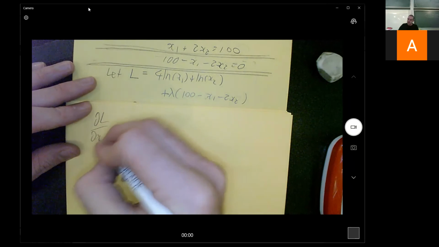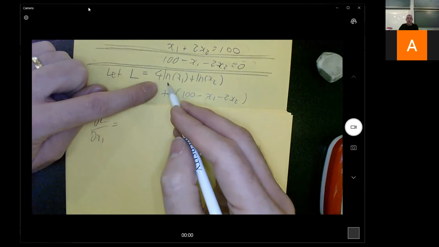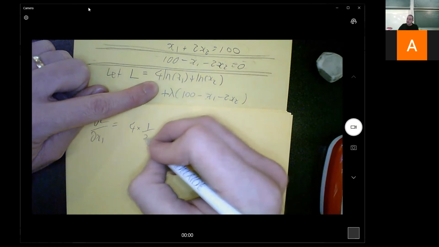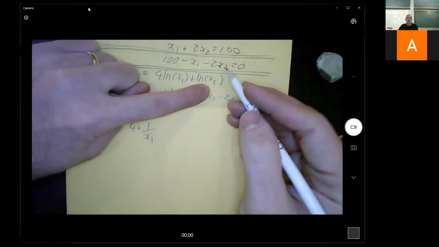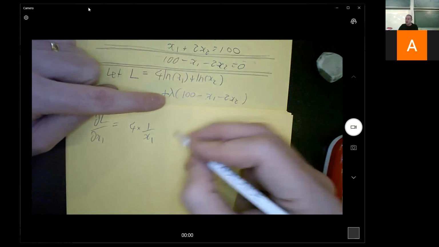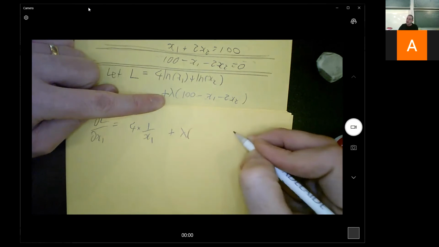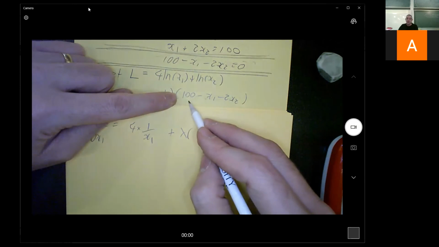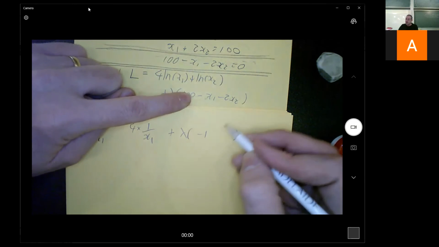dL on dx1. Okay, the 4 is multiplied on, so it'll still be there. The derivative of ln is 1 over thing. This doesn't have an x1, so that'll become 0. This lambda is a constant multiplied on, so it will still be there. And the derivative of this bit is 0, minus 1, and 0.